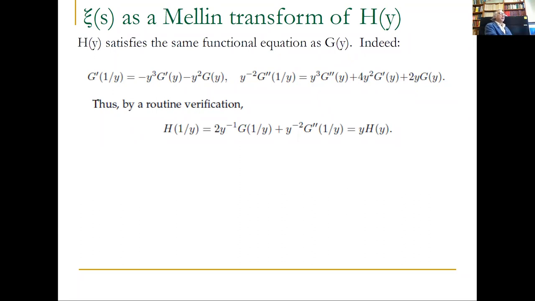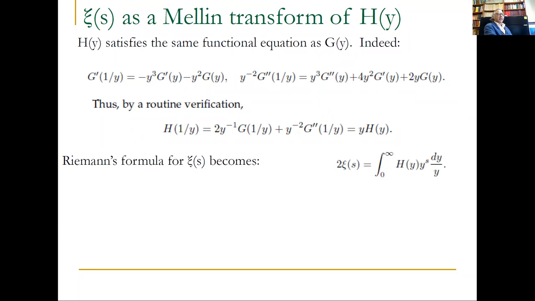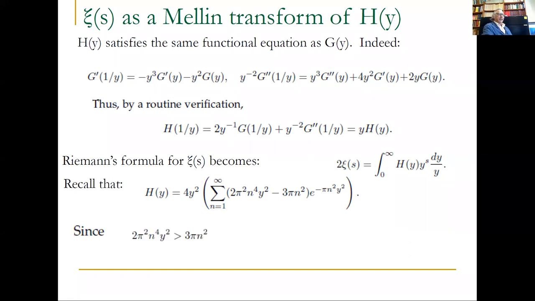But basically, you do the obvious differentiations and check by routine verification that h of 1 over y is actually y times h of y. So Riemann's formula for xi of s then becomes 2 xi of s equals the integral from 0 to infinity of h of y, y to the s, dy over y. In other words, I've expressed xi of s as a Mellin transform of h of y, but h of y is this funny modified theta function, and 2 pi squared n to the 4 y squared is bigger than 3 pi n squared for y bigger than or equal to 1.